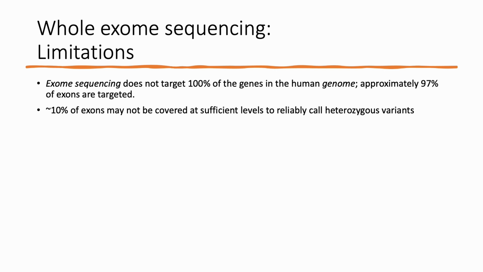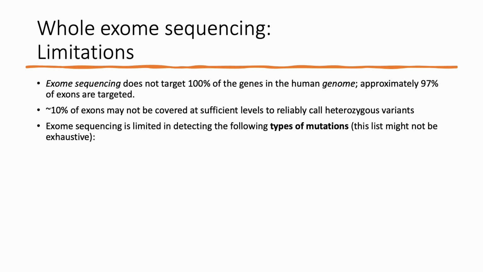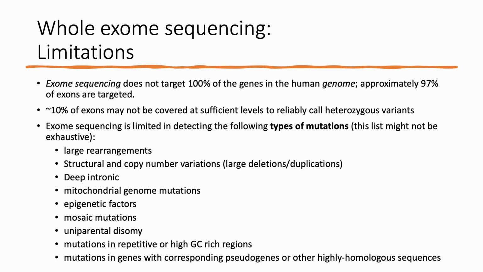This lack of coverage can lead to missed diagnoses, especially in cases where a variant is suspected but not detected. Whole exome sequencing also has limitations in detecting specific types of mutations. These include large rearrangements, structural and copy number variations, such as large deletions or duplications, deep intronic variants, mitochondrial genome mutations, epigenetic factors, mosaic mutations, uniparental disomy, mutations in repetitive or high GC-rich regions, and lastly, mutations in genes with corresponding pseudogenes or other highly homologous sequences.